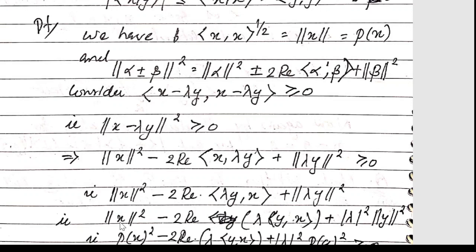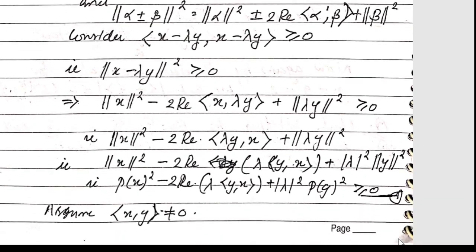We have assumed that norm of x is equal to p of x. So this can be replaced with p of x square. So p of x square minus 2 times real part of lambda into inner product of y, x, plus, here again I can use for norm y square as p of y square. So mod lambda square into p of y square is greater than or equal to 0. Calling this equation 1.